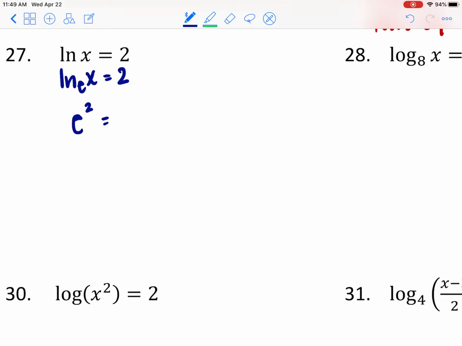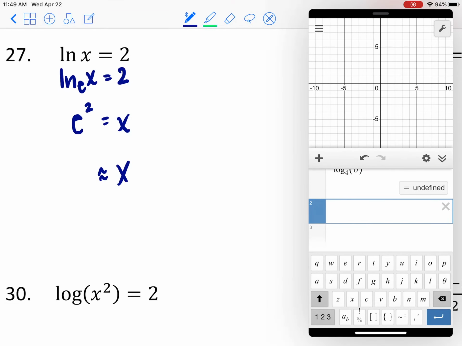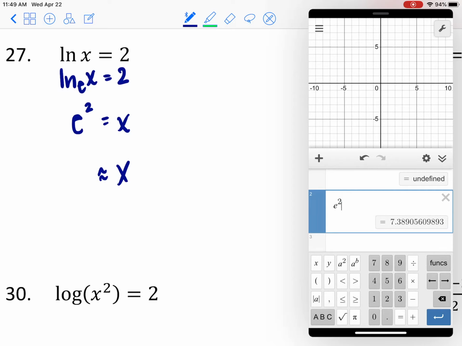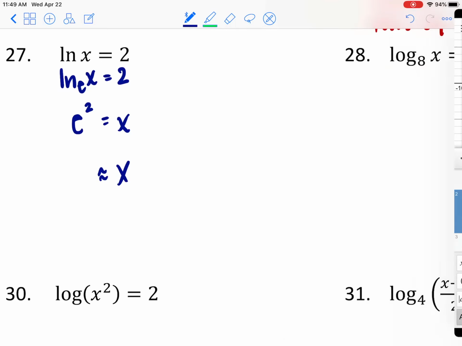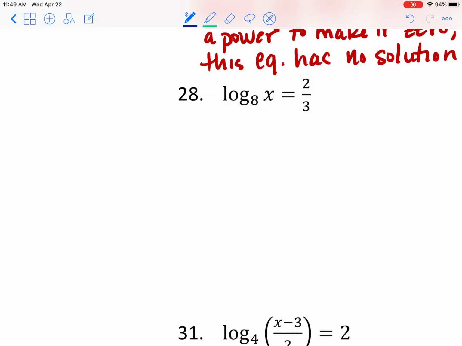How about this guy? X, again, not by itself. So if I was to rewrite this, remember, natural log is base e. So if I was to rewrite this, this is e squared equal to x. Well, now x is solved for, so I can evaluate this with my calculator. What is e squared? E squared is about 7.34. So 7.34 is my solution there.